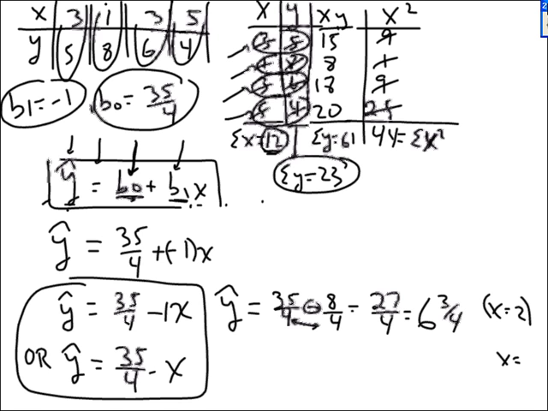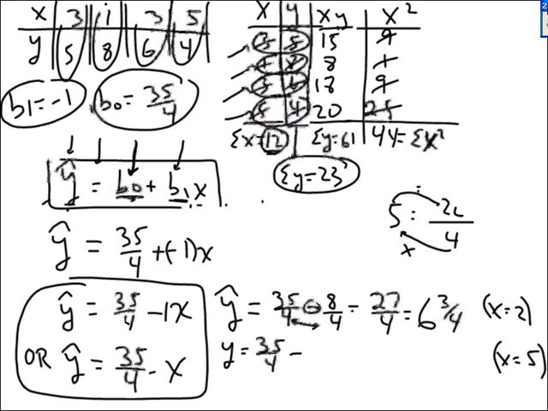Let's see how good of a job we did. Let's see when x is 5 what our line tells us. y is 35 over 4 minus 5. But I'd love to write a 5 with a 4 in the bottom. Just remember, 4 times 5, whatever that is, that has to be the numerator. It's 20 over 4. That's also 5. So you subtract the numerators, 35 minus 20 is 15, you keep the common denominator, and you get 3 3/4, which is actually not so bad.